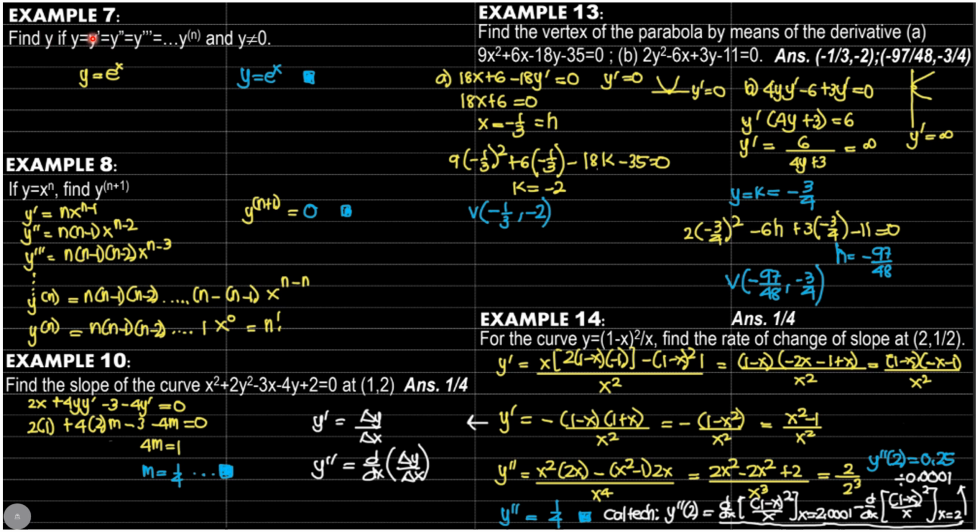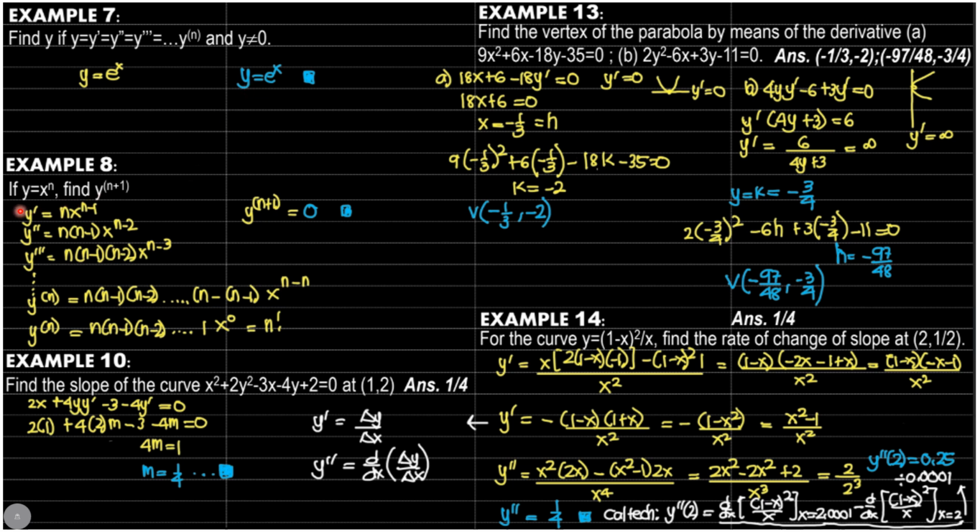So example 7, find y if y is equal to the first derivative. It is also the second derivative, third derivative, the nth derivative, where y is not 0. So that function is y equals e to the x. The derivative of e to the x is always e to the x. So the answer is y equals e to the x.